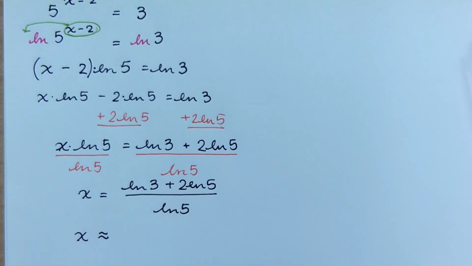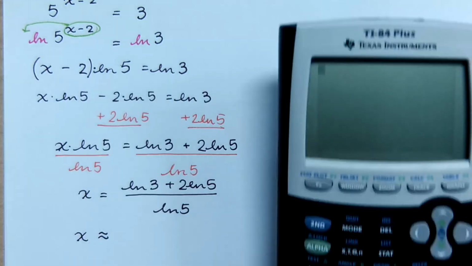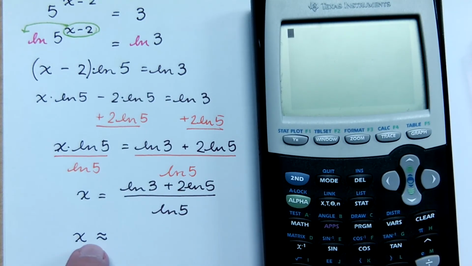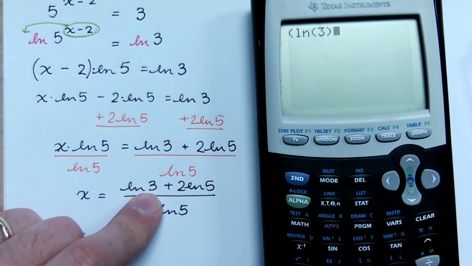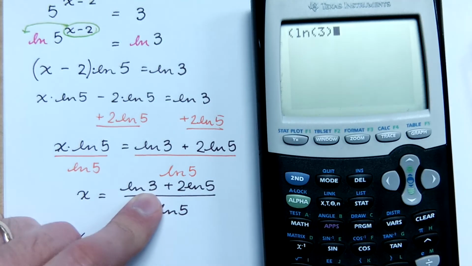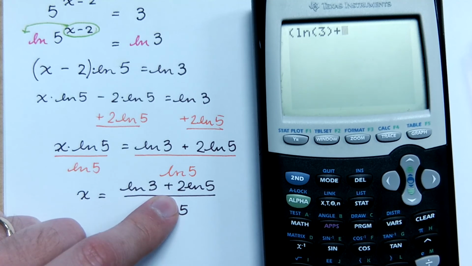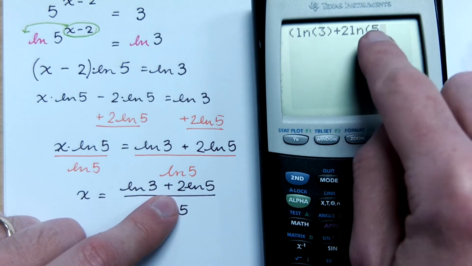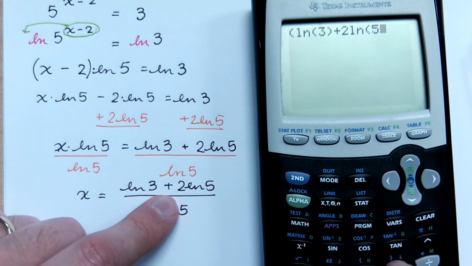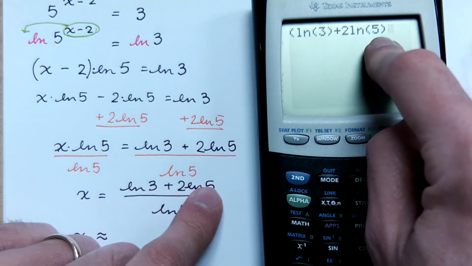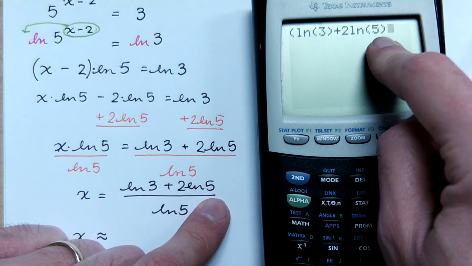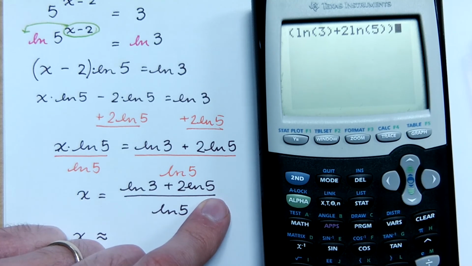Now here's where you have to be very, very careful. When I do my decimal approximation, you have a bunch of stuff here in this numerator, so you need to open up parentheses and type all of this in. The natural log of 3, close the parentheses on the natural log. You're still inside the big group though. Plus 2 natural log of 5. You open up parentheses for the natural log, close the parentheses for the natural log. You're done with the numerator now, right? So you have to close the numerator.